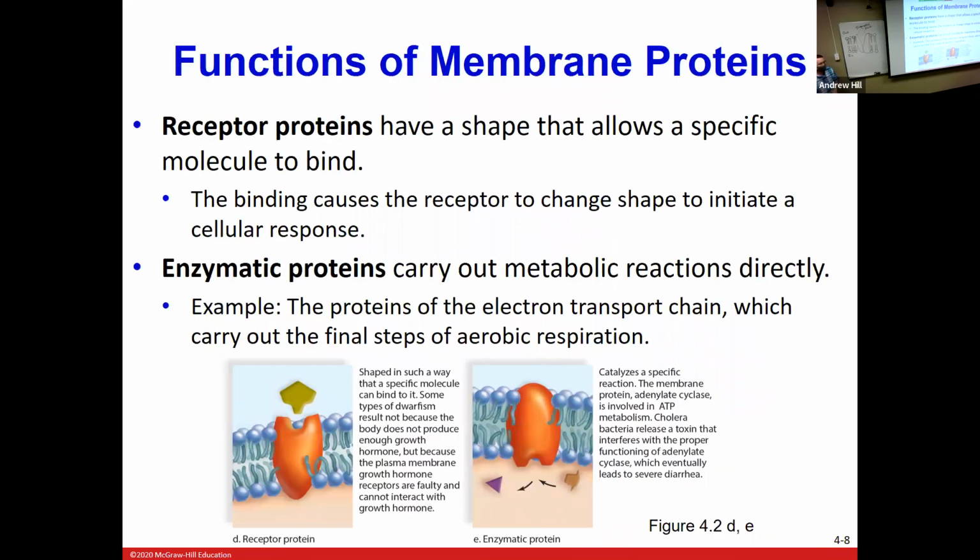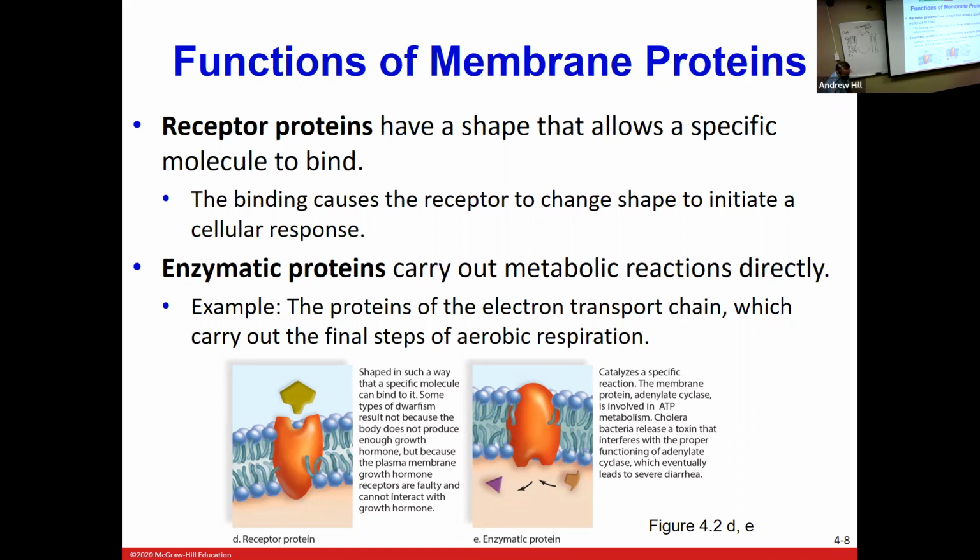All right. Now there are other proteins that are very important. There are receptor proteins. These are proteins that have a shape that allows specific molecules to bind to them. This binding then causes the receptor to change shape to initiate a cellular response. So let's draw that. There's a huge variety of receptor proteins, but it's typically going to be some sort of transmembrane protein. And usually the book will show it has a little sort of notch in it or something.